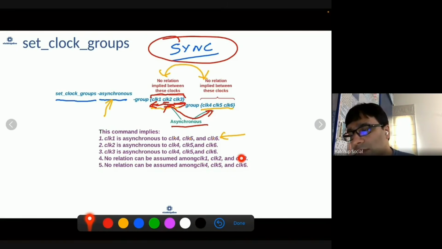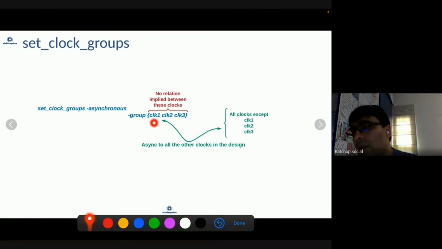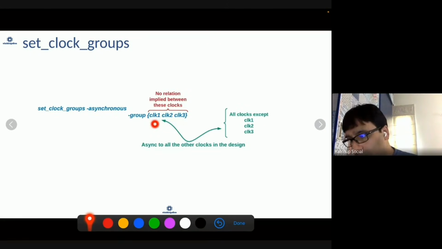This command tells that clock 1 is asynchronous to clock 4, clock 5, and clock 6. Clock 2 is asynchronous to clock 4, clock 5, and clock 6. And clock 3 is asynchronous to clock 4, clock 5, and clock 6. What happens when only one group is specified? You have an option to specify only one group. In this case, again, within the group, there is no relationship implied between clock 1, clock 2, and clock 3.